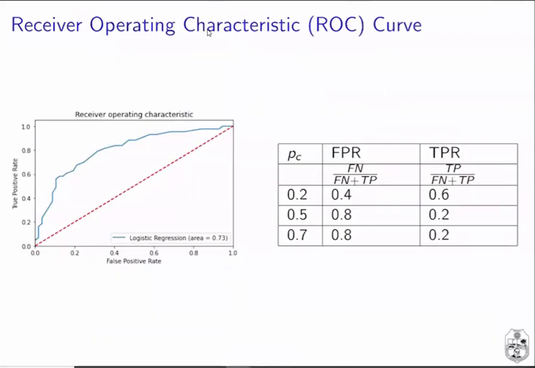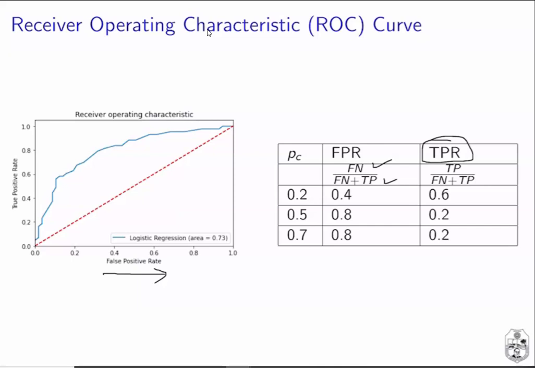Now with these different critical values, you can plot a graph. On the x-axis you can take the false positive rate, and on the y-axis the true positive rate. The true positive rate is the ratio of TP, true positive, divided by false negative plus TP.